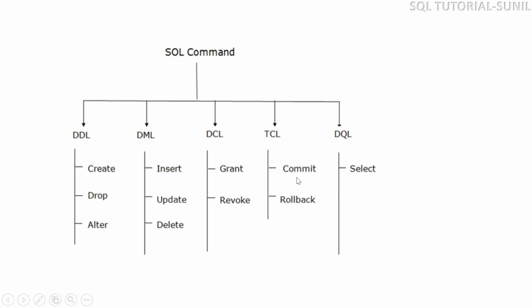And TCL is commit and rollback, as I've explained already. Commit means whatever changes you have made will be saved permanently. And rollback means whatever changes you have made recently, you can undo those changes.